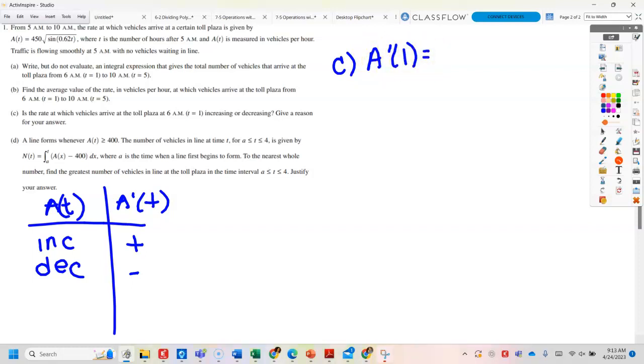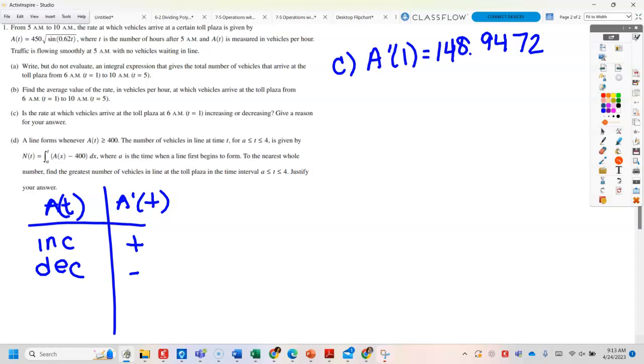So again, go to your calculators, hit math 8, put in dx, put in your function, and then evaluate at x equals 1. And I get 148.942. So that tells me A prime of 1. That gets me 1 point.